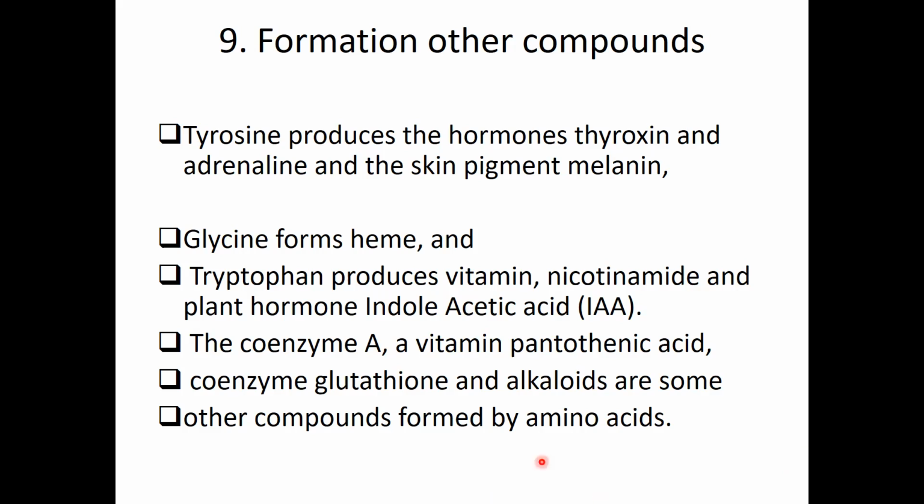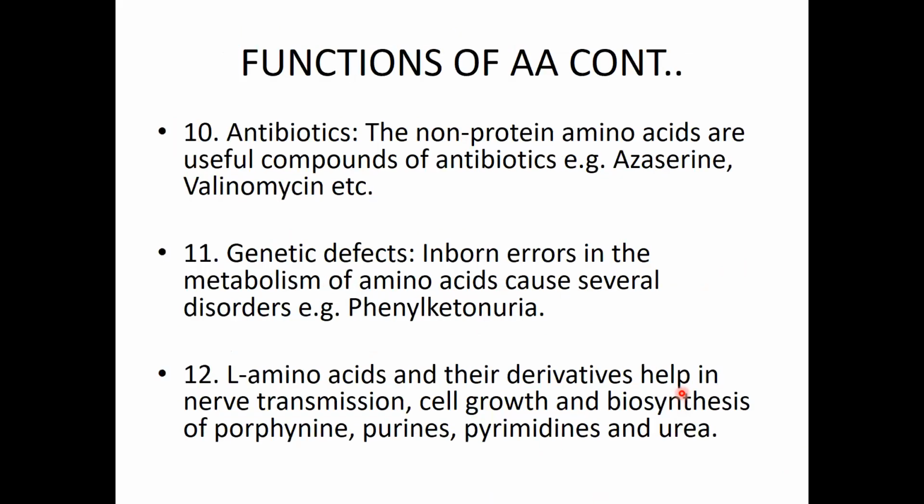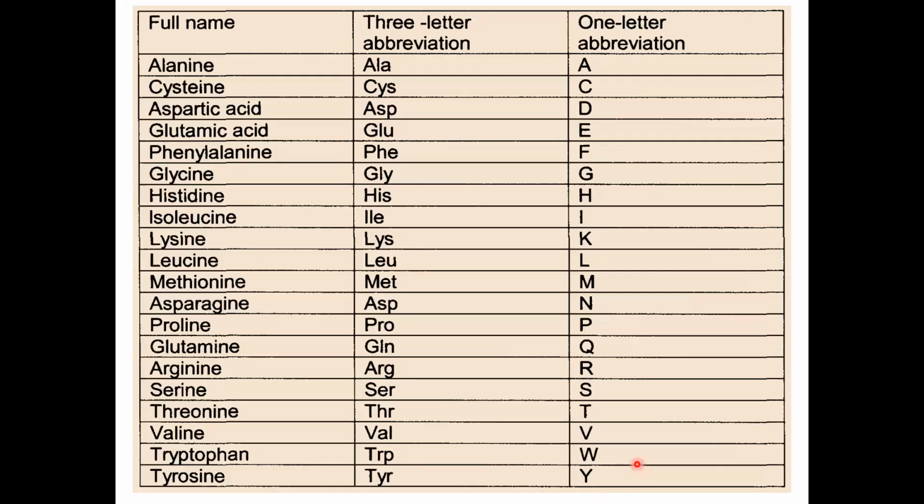coenzyme A, glutathione, alkaloids. They also form non-protein amino acids. They are useful compounds of the antibiotics, valinomycin. Genetic defects can also be caused by metabolism of amino acids, like phenylketonuria. L-amino acids and derivatives help in nerve transmission and biosynthesis of these different compounds.